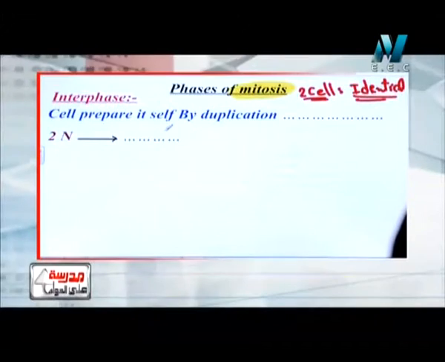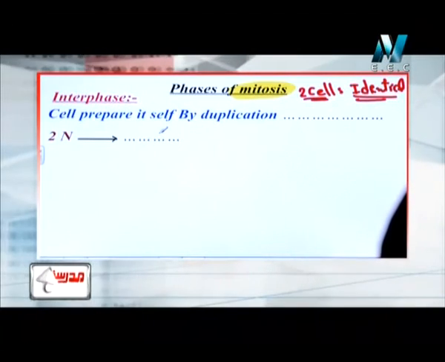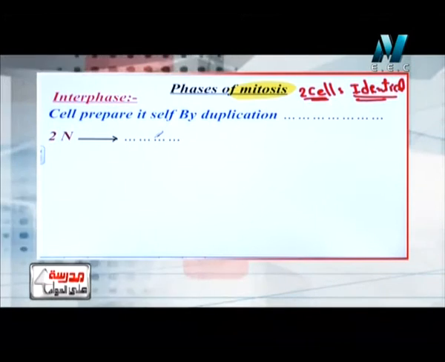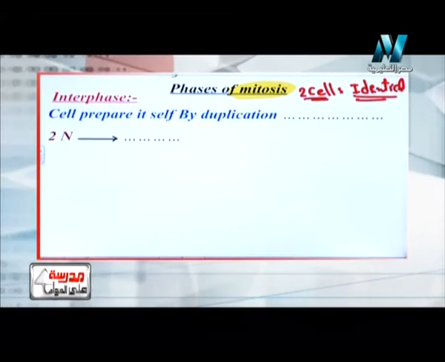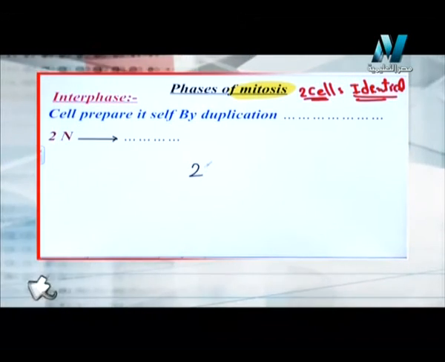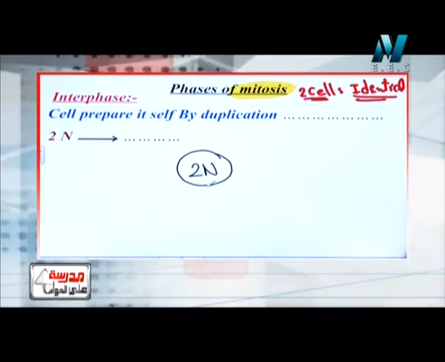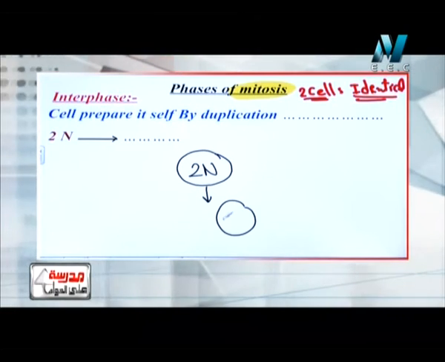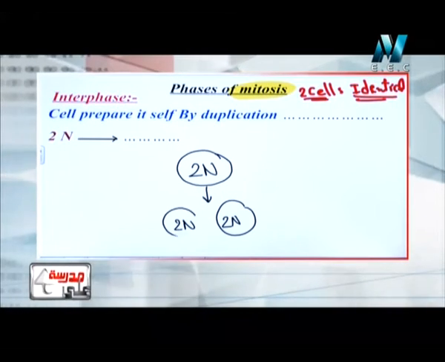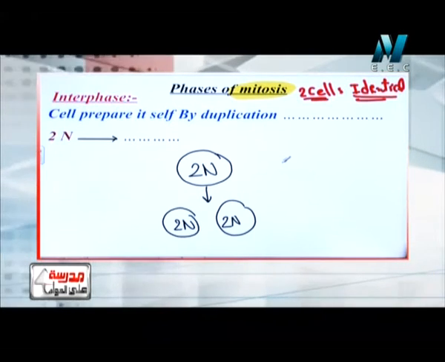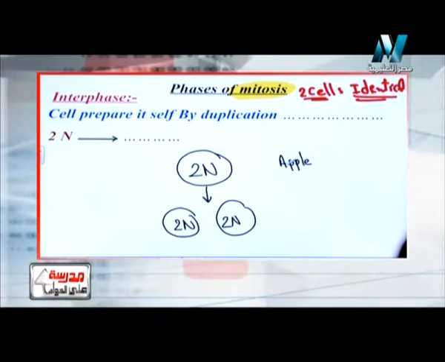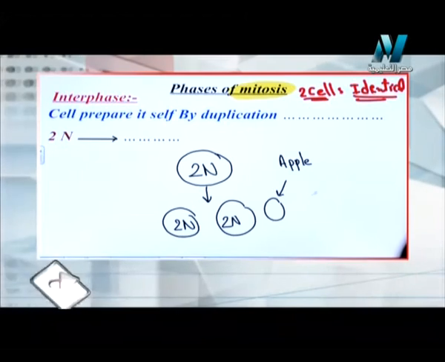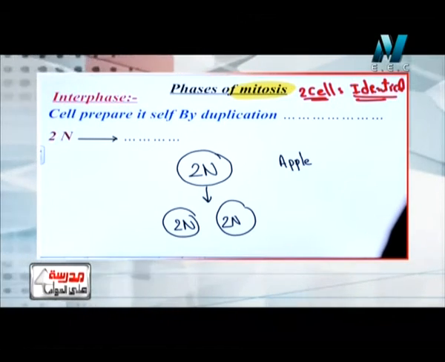So here we have to talk about, as we see, dear students, the phases of mitosis division. Some students ask how come 2n produces two cells identical to the mother cell. How come we have 4 apples? Forget 4 apples. We have one apple, and this apple is divided into apple and apple. How can I divide one apple and get an apple and an apple? How come?